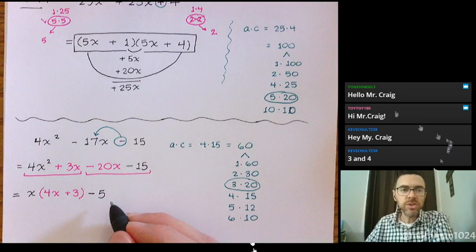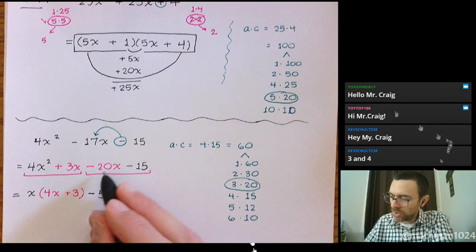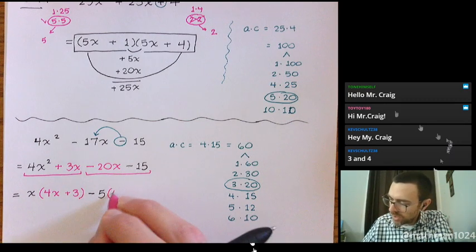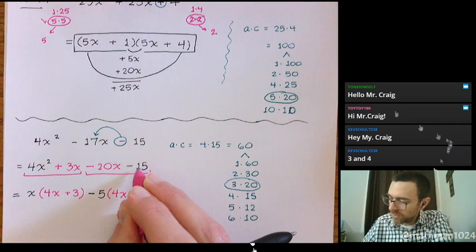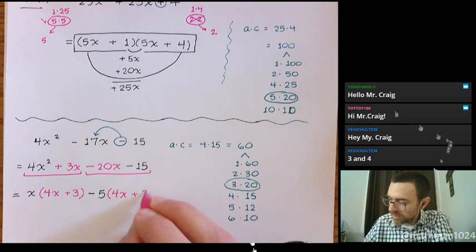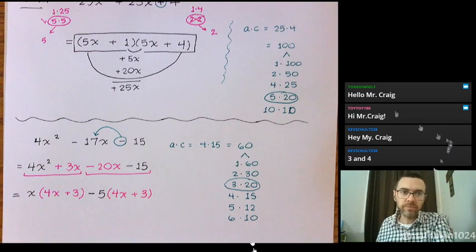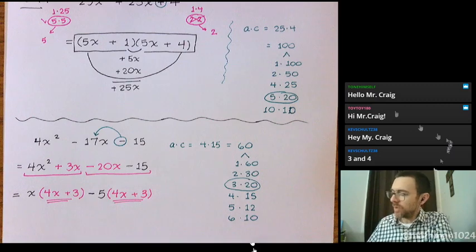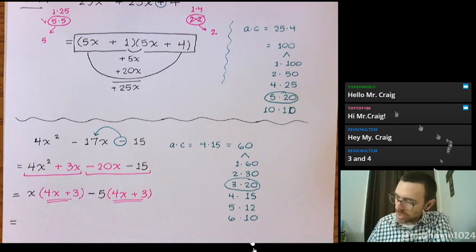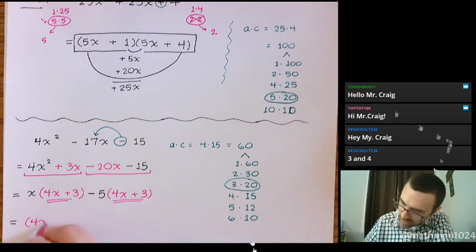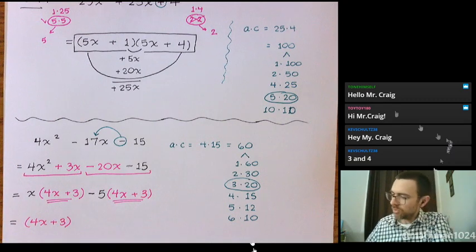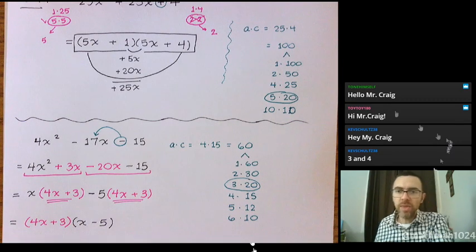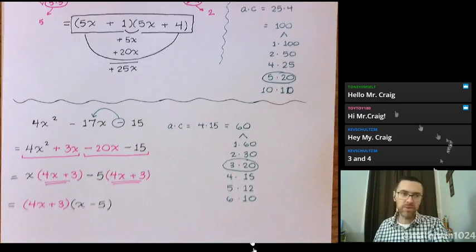Now, before I go on, just check to make sure this is going to work out. Does 5 go into both of these guys? And the answer is yes. So negative 20 divided by negative 5 is positive 4. Negative 15 divided by negative 5 is positive 3. Okay, so there's your common factor. We can factor that out in front. So 4x plus 3 times x minus 5. Check everything, right?